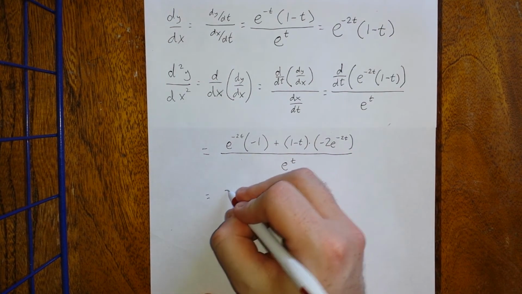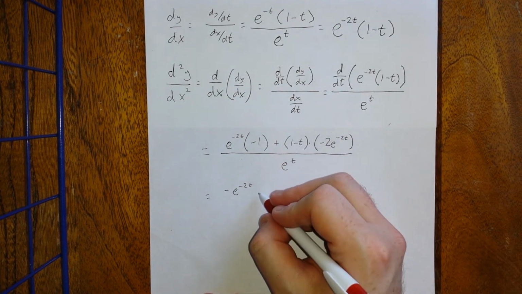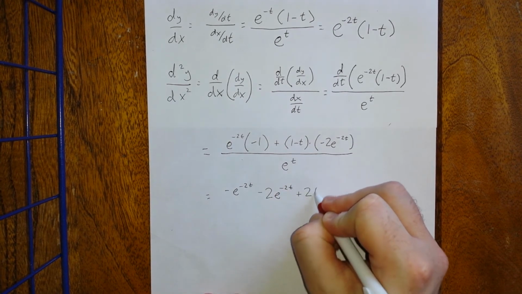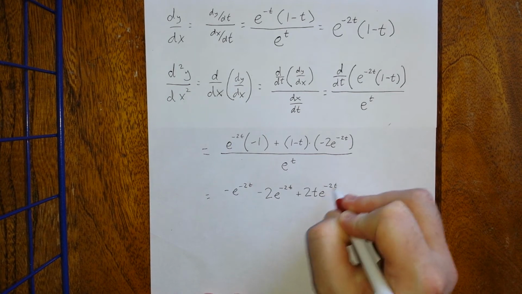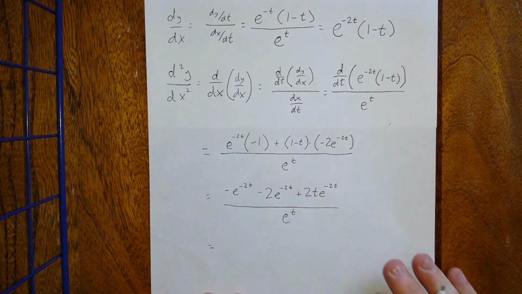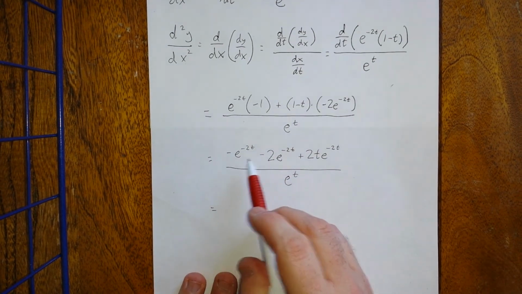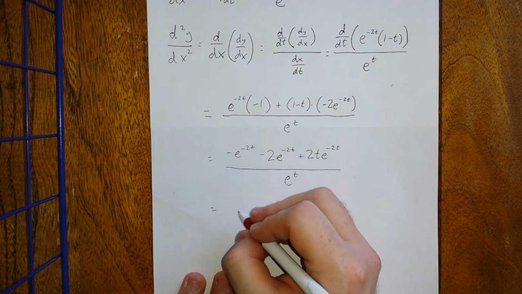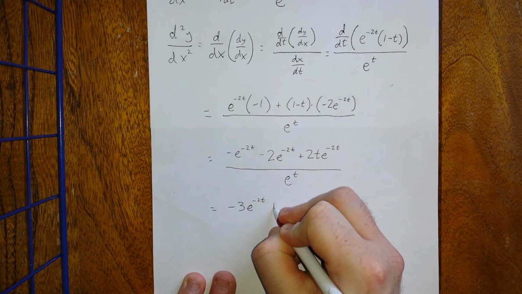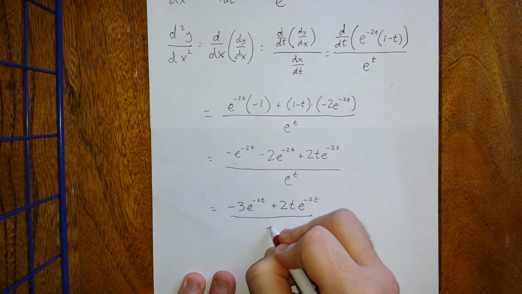Do a little bit more algebra. This is negative e to the negative 2t. Let's see, we'll distribute that through. Minus 2 e to the negative 2t plus 2t e to the negative 2t, all over e to the t. That's just using the distributive property up here. Now we'll combine some like terms. I see that my first two terms here are like terms, so we'll combine them. Call that negative 3 e to the negative 2t plus 2t e to the negative 2t, all over e to the t.